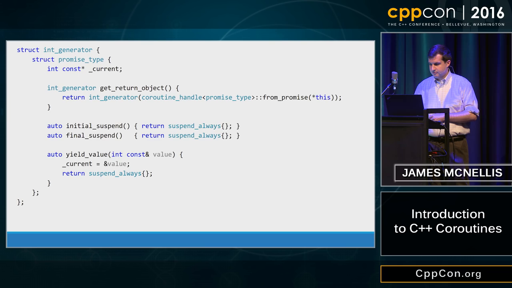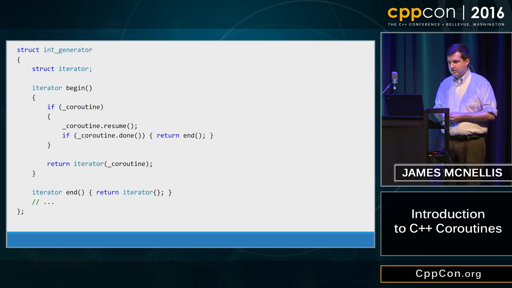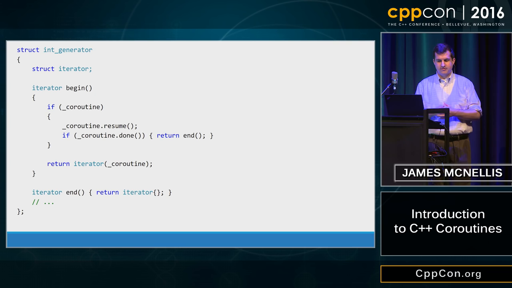So then we're going to have an iterator type for this generator. We're going to have to implement begin and end functions. In the begin, we're going to check and see, do we have a valid coroutine? And if we do, then we're going to resume it to get the first value. And if we've reached the end of the coroutine at that point, then we'll return the end iterator.